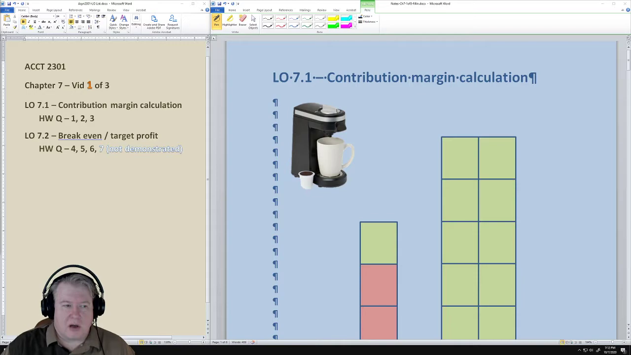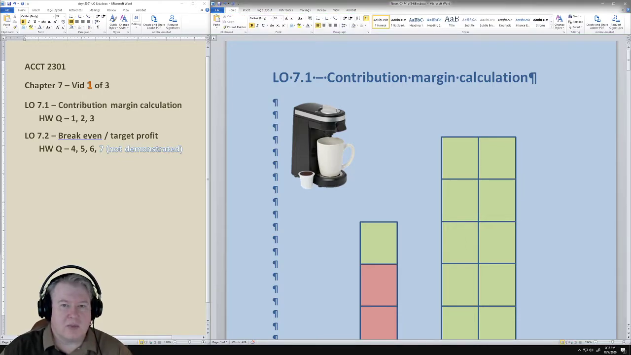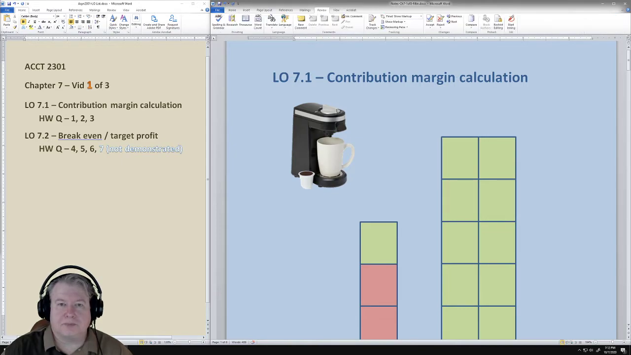We're going to cover learning objective 1, 2 ways to calculate this contribution margin, and then look at the first basic decision making. First basic decision making is how many units, or what's my total revenue, that I need to do to break even or to make a certain amount of profit. So I'm going to use an example that I have used many times before.